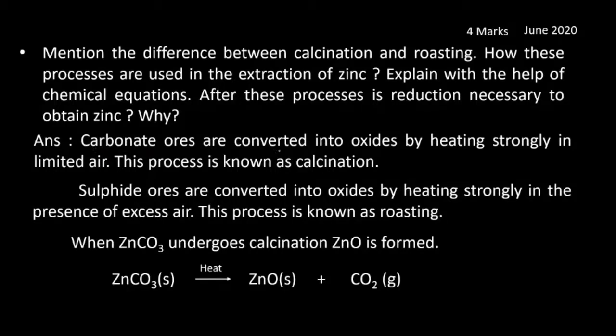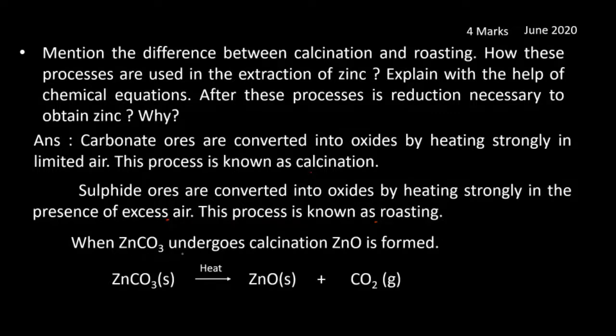carbonate ores are converted into oxides by heating strongly in limited air. This process is known as calcination. Sulfide ores are converted into oxides by heating strongly in the presence of excess air. This process is known as roasting.